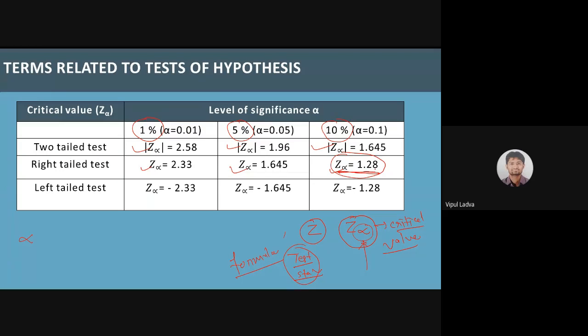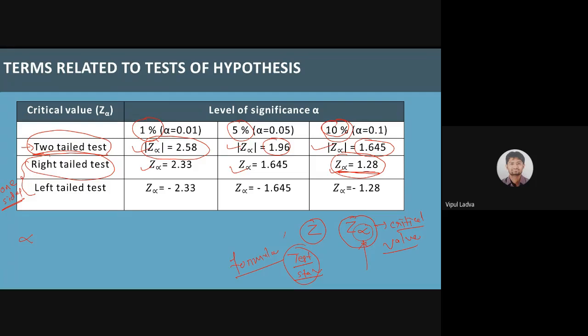Now, what is the level of significance for it? 10%. And which test are we talking about? That is the right tail test. Right tail test, left tail test, that means one-sided test. So this will be for the one-sided test, and this is for the two-sided test. If we are dealing with a two-tail or two-sided test, then the critical value for the 1% level of significance will be 2.58, for the 5% level of significance 1.96, and 1.645 for the 10%.